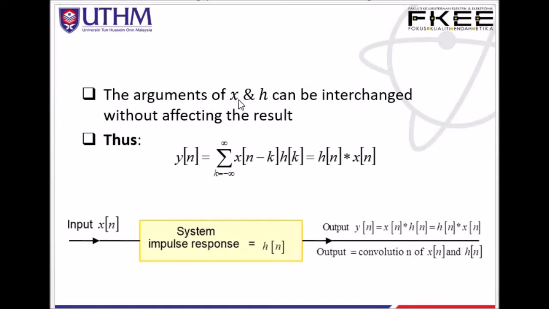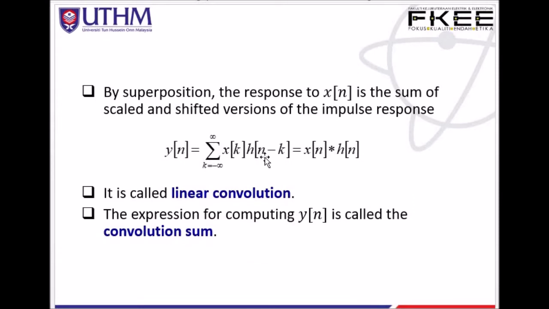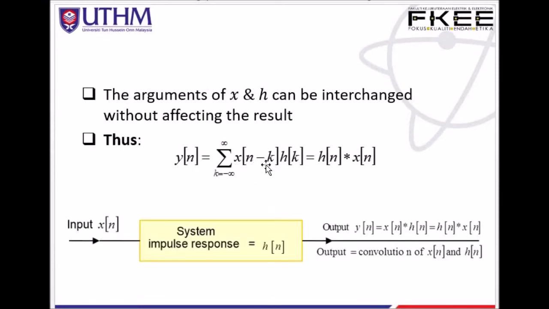The arguments of x and h can be interchanged without affecting the result. This means that just now it was x[k] h[n minus k]. Now I say x[n minus k] h[k], or we can say it as h[n] convolved with x[n]. It is the same. There's no effect on the result.